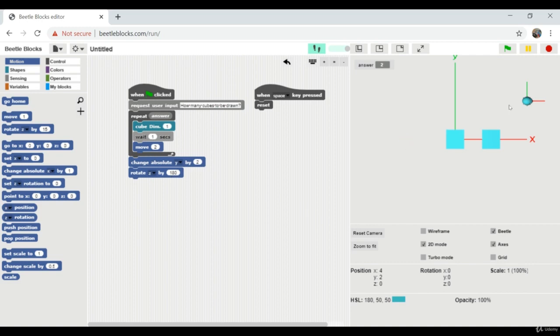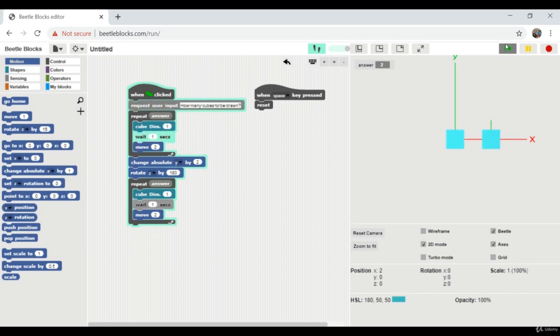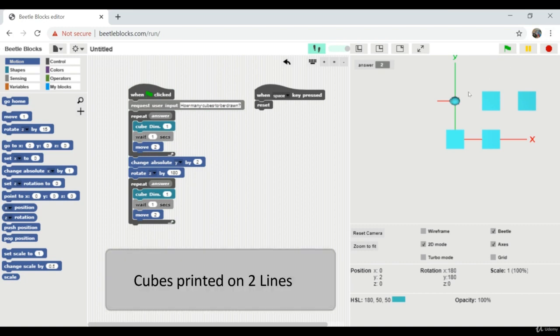And if we want to get these cubes printed again, we can take the complete program here and duplicate it, and the bottom part we can remove because this also got duplicated. Now the beetle will print the cubes on two lines at a different position of the y-axis. So let's now run it again. So you can see the beetle has printed these cubes on two lines. So what we were trying to achieve has been achieved.